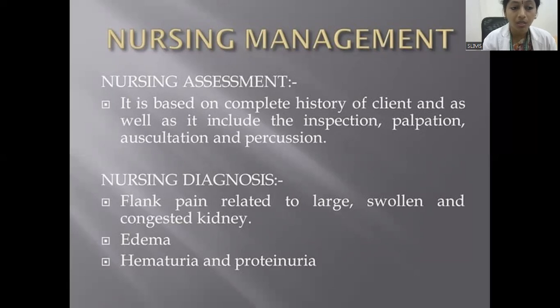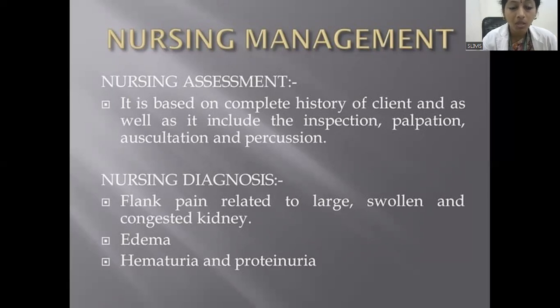So here the nursing management is based on the complete history of the client, and it includes inspection, palpation, auscultation and percussion. By methods of physical examination, we can determine what type of pain the patient has. First one is the flank pain. There you have to note down the intensity, characteristics, duration and episodes, everything. The first symptom is below the rib cage. Back pain will be very severe and radiating into the bladder also. They will have difficulty in passing urine, sometimes dribbling of urine. Those are all the signs and symptoms you can note down.